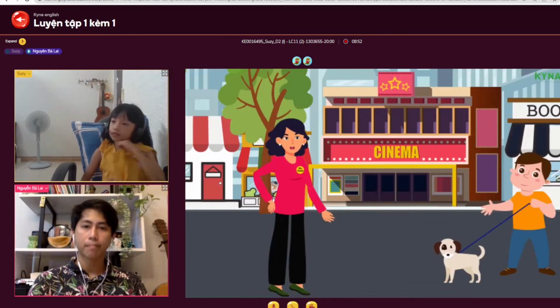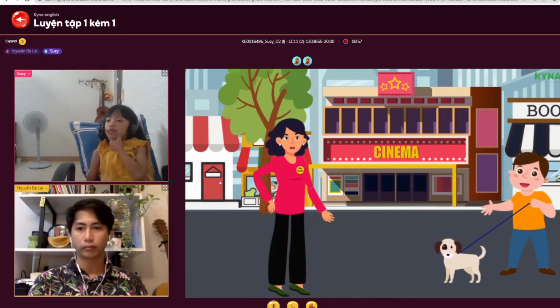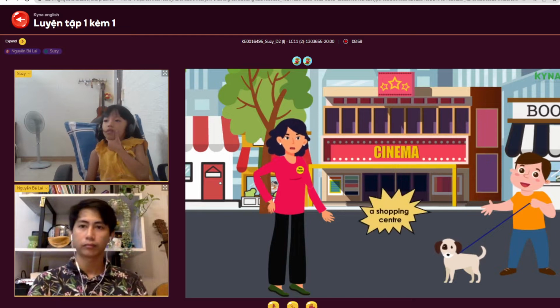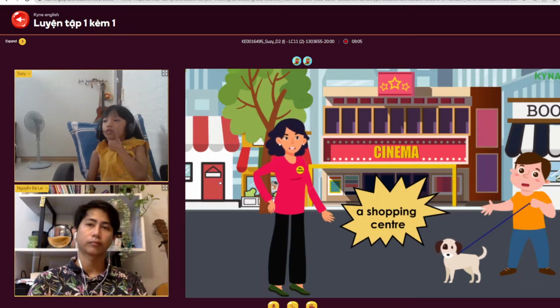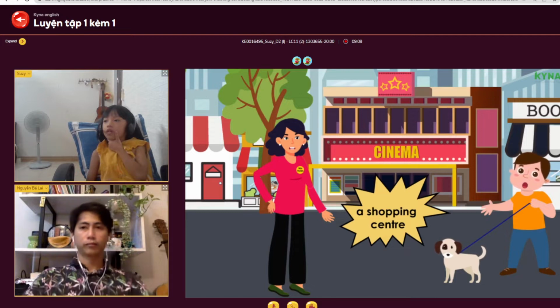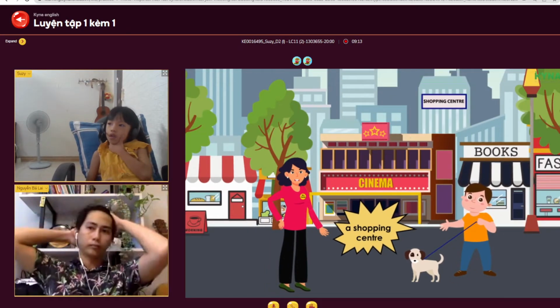Excuse me. Yes. Can you help me? I am looking for the shopping center. Is it near here? Shopping center? It's on Hilston Street. So yes, it's near here. Can you see the cinema over there? It's behind that cinema.